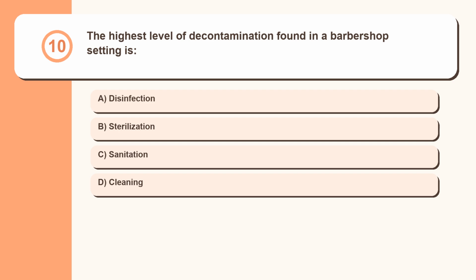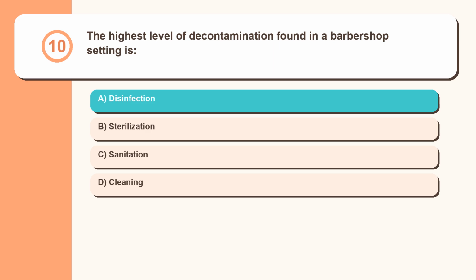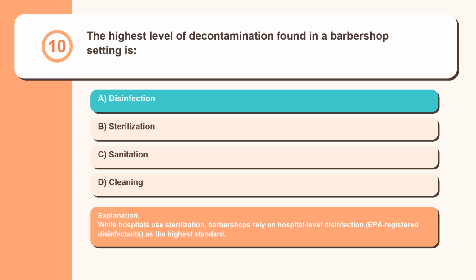Question 10. The highest level of decontamination found in a barbershop setting is disinfection, sterilization, sanitation, cleaning. While hospitals use sterilization, barbershops rely on hospital-level disinfection, EPA-registered disinfectants, as the highest standard.